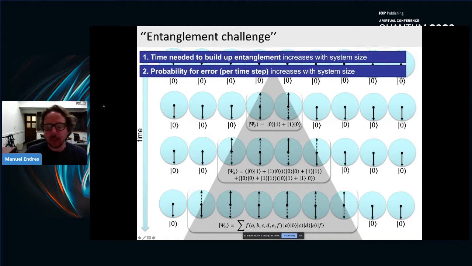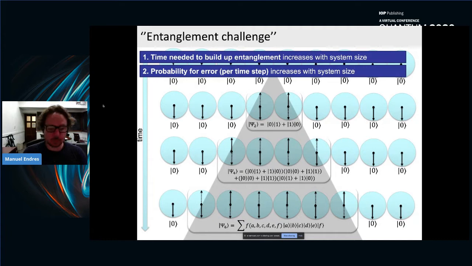In a sense, if you want to scale up these systems from a fundamental perspective, you're going to be hit twice. Once, it takes you longer to grow an entangled state, and at the same time, your error probability per time step also increases with system size. This is why it is so hard to grow large-scale entangled states. And I think this is, to a certain degree, the most fundamental problem in quantum science.